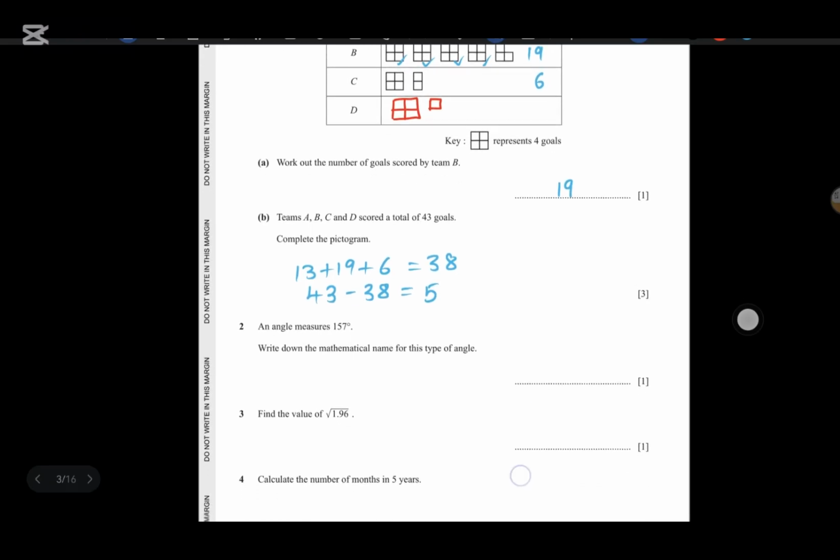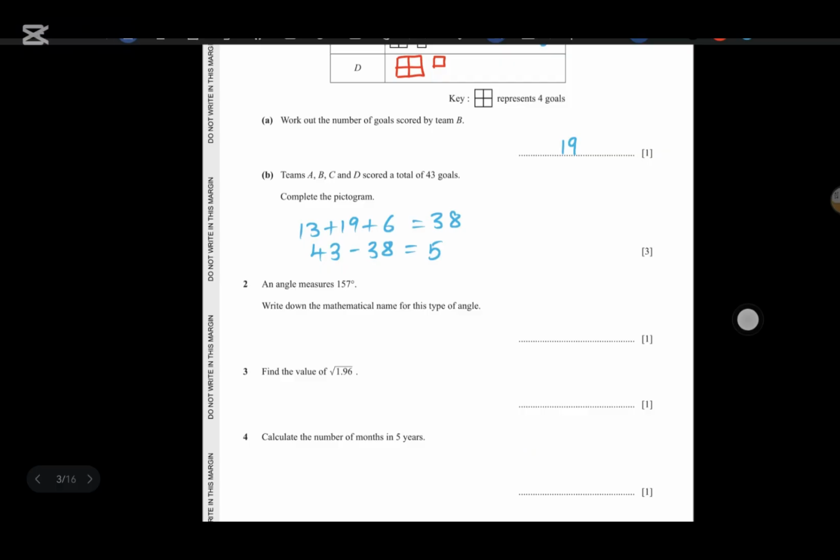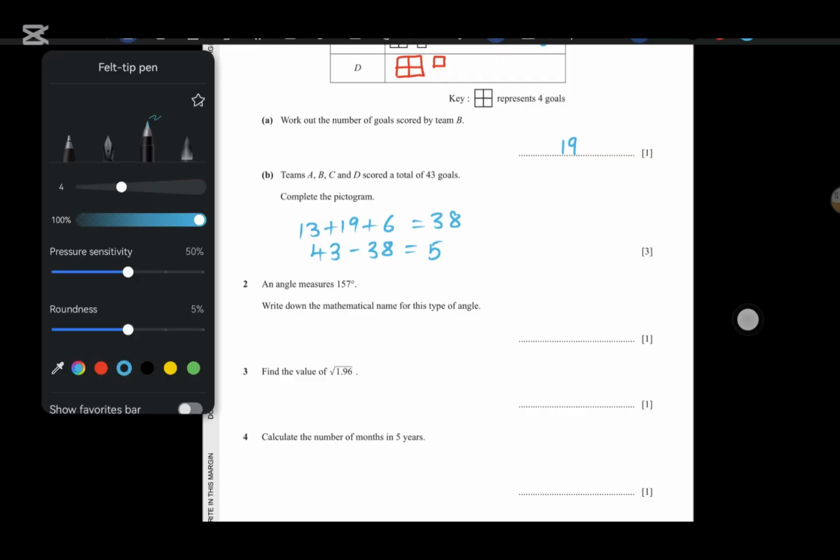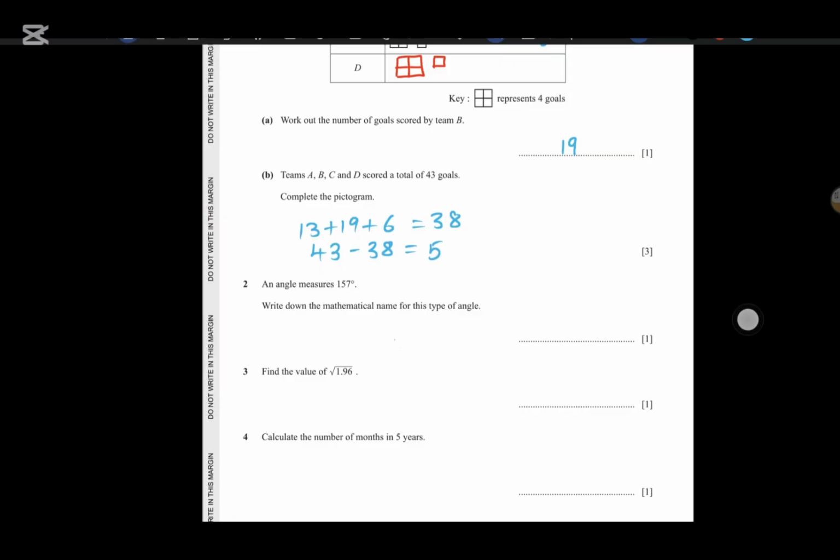Question number 2. An angle measures 157 degrees. Write down the mathematical name for this type of angle. So when it is more than 90 degrees, what do you say? Obtuse. More than 90 and less than 180.